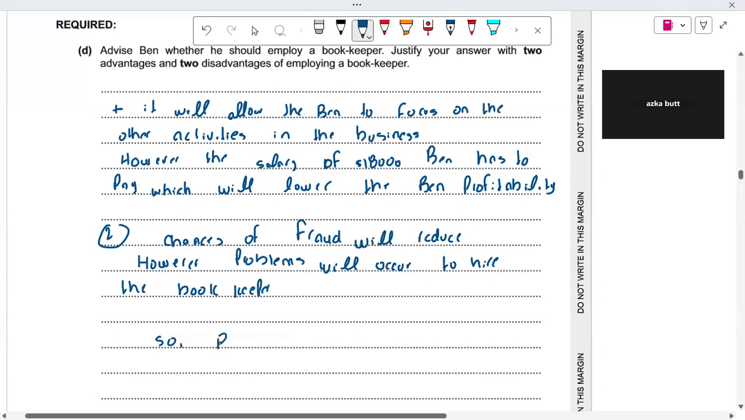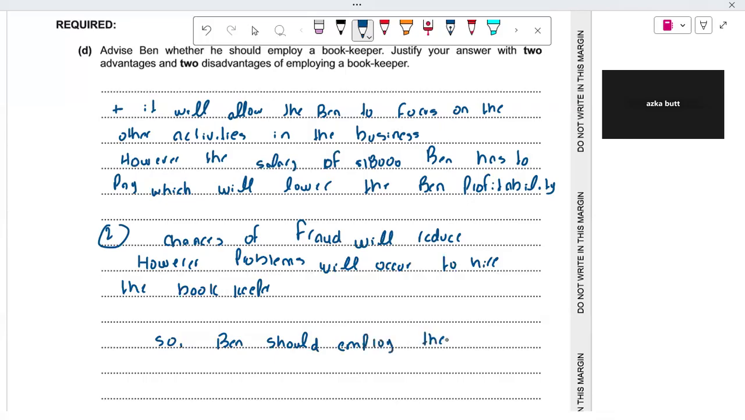So Ben should employ the bookkeeper, so he will have better control on business activities.